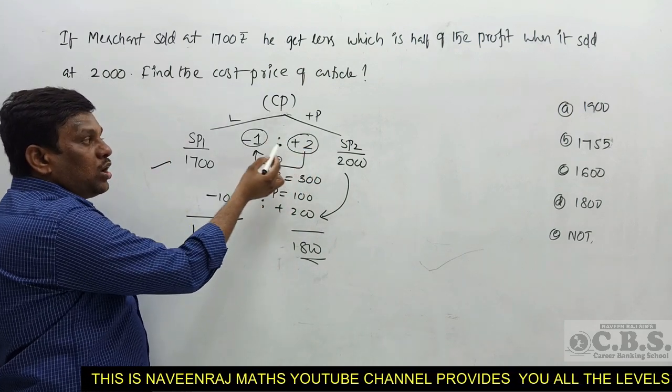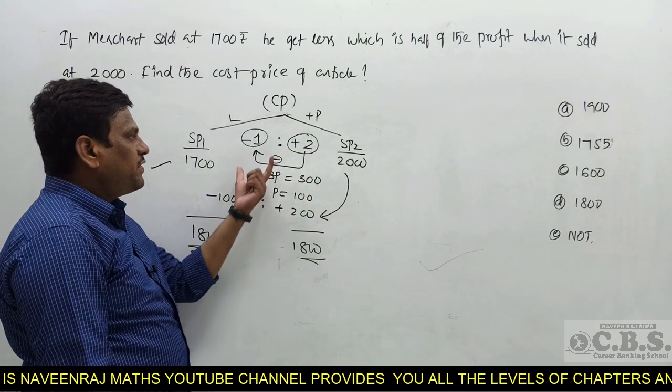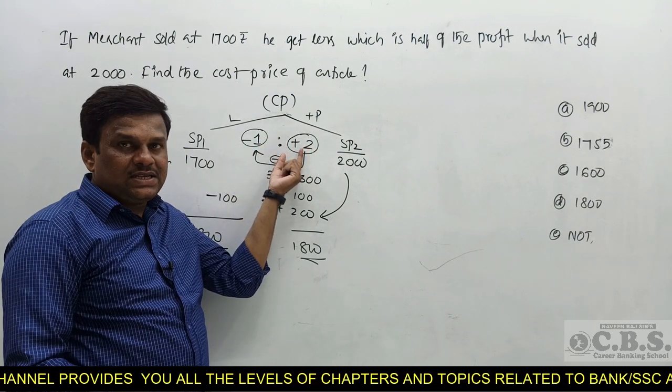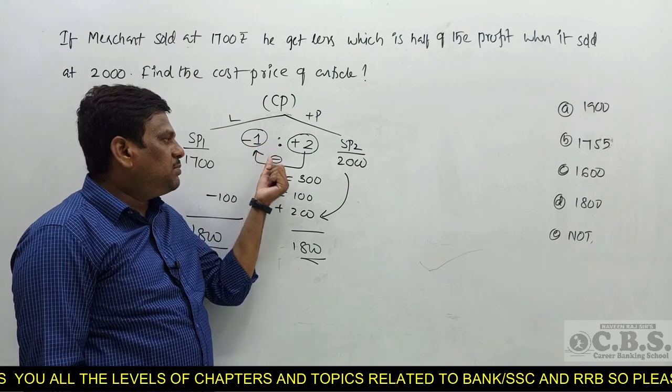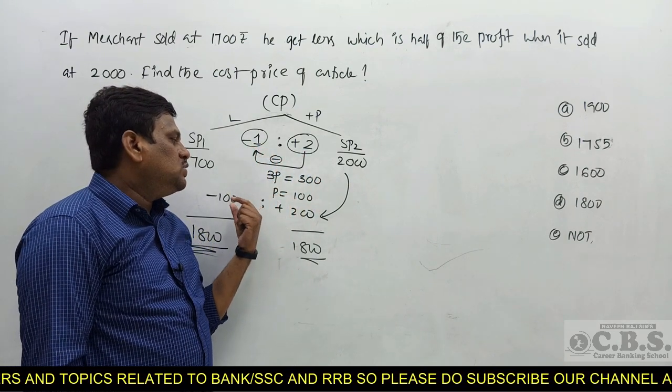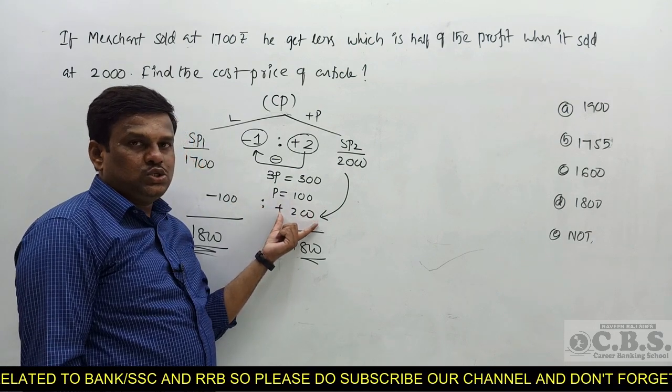1 part, because half of the profit. So what is the difference of selling prices? Here difference 2 parts, here difference 1 part. Difference means highest minus lowest. Minus of minus becomes plus. Okay, so 3 parts is 300, 1 part is 100. So loss is 100 rupees, profit is 200 rupees.